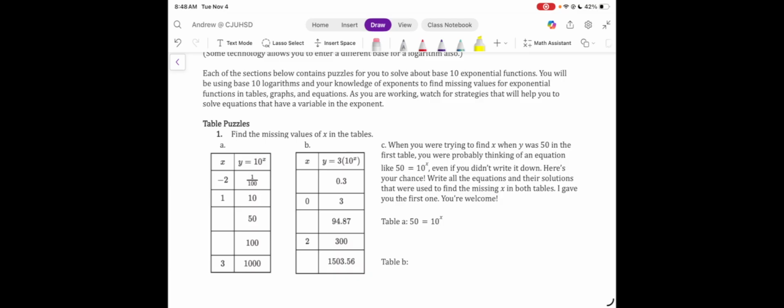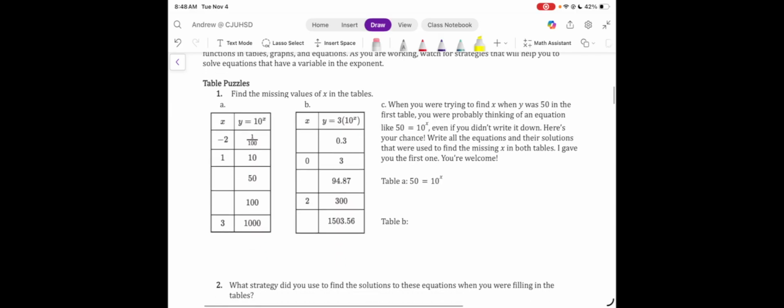Each of the sections below contains puzzles for you to solve about base 10 exponential functions. You'll be using base 10 logarithms and your knowledge of exponents to find missing values for exponential functions in tables, graphs, and equations. As you're working, watch for strategies that will help you to solve equations that have a variable in the exponent. All right, so here's some missing values in these tables. And you might want to pause and see if you can figure out some of these missing parts.